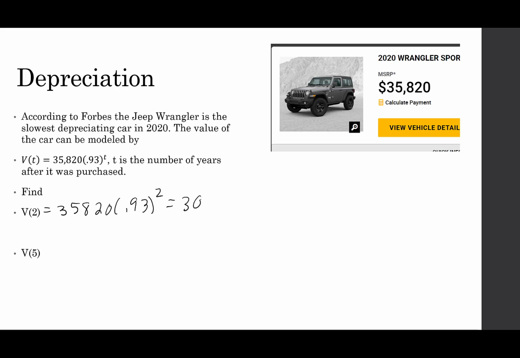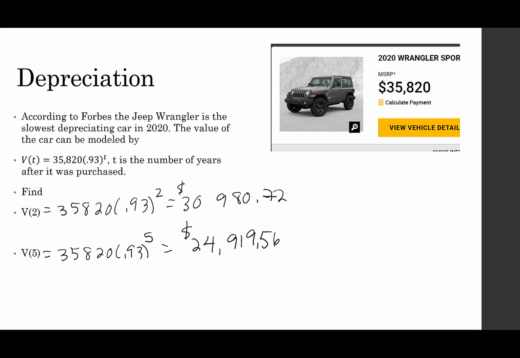This is $30,980.72. So it went down not quite $5,000. And then V(5), we have 35,820 times 0.93 to the fifth, which gives us $24,919.56. Still not an investment, but not depreciating as quickly because the decay rate was much smaller.